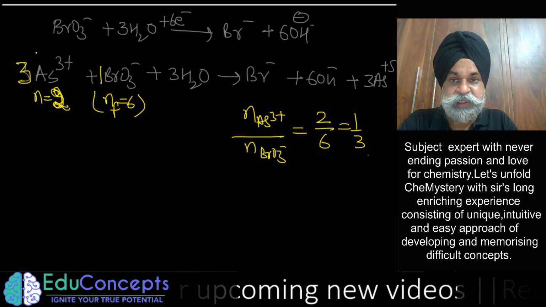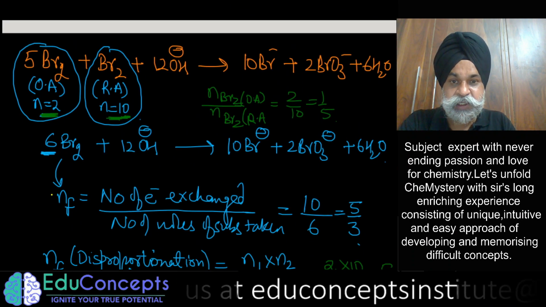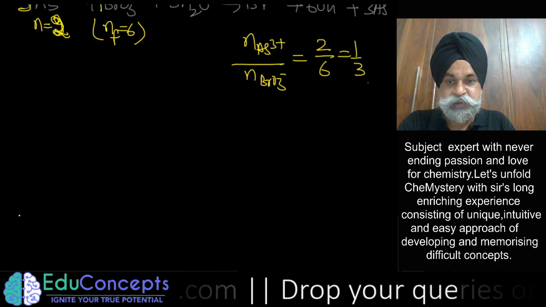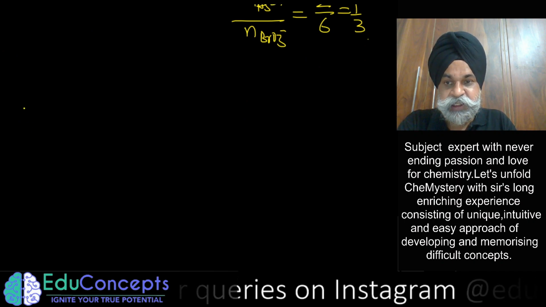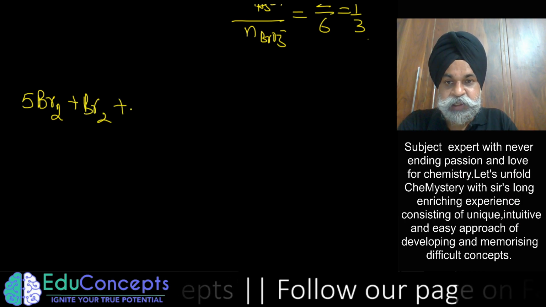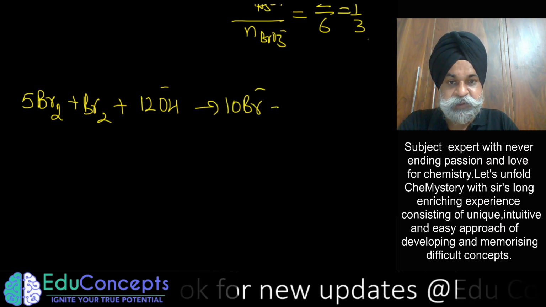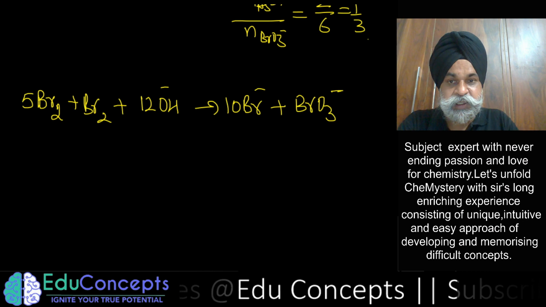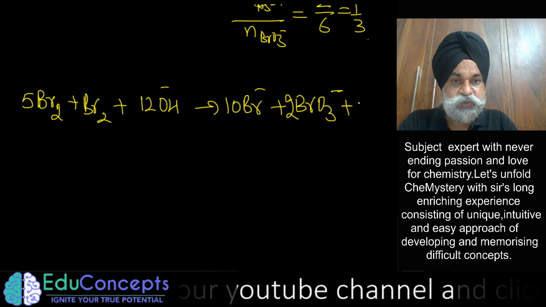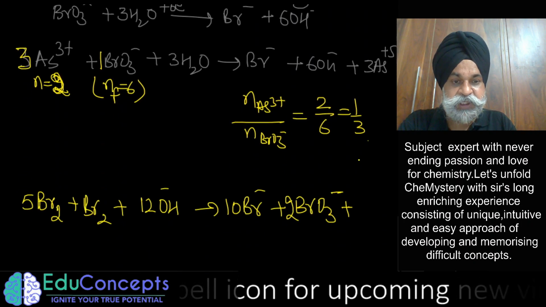Now let us write the balanced equation here. So the first balanced equation is this one, where I deliberately want to write it like this: 6 Br2 plus 12 OH negative gives you 10 Br negative plus BrO3 negative 2 moles, and I think there was 6 water. Yes, it was 6 water. So the first equation is balanced.